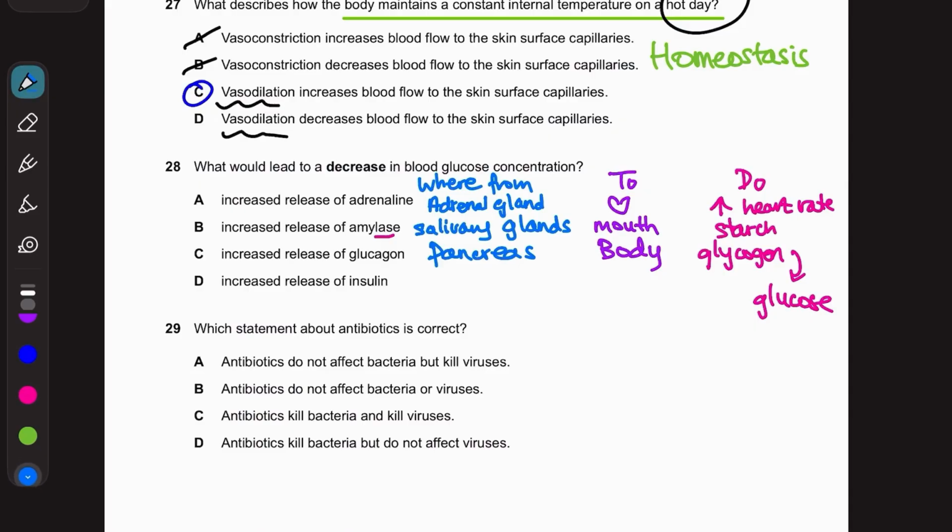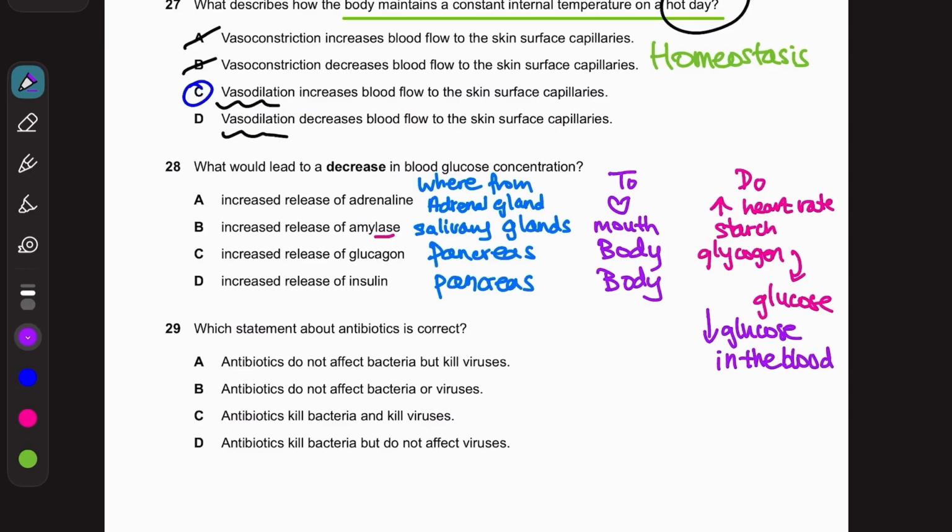And finally, for D is insulin. Insulin is produced also from the pancreas. It's the opposite to glucagon. So whatever glucagon is doing, it is doing the opposite, right? So it's also going to the body and the cells everywhere. And it helps to remove glucose from your bloodstream. So it helps to decrease glucose in the blood. Okay? Helps to decrease glucose in the blood.